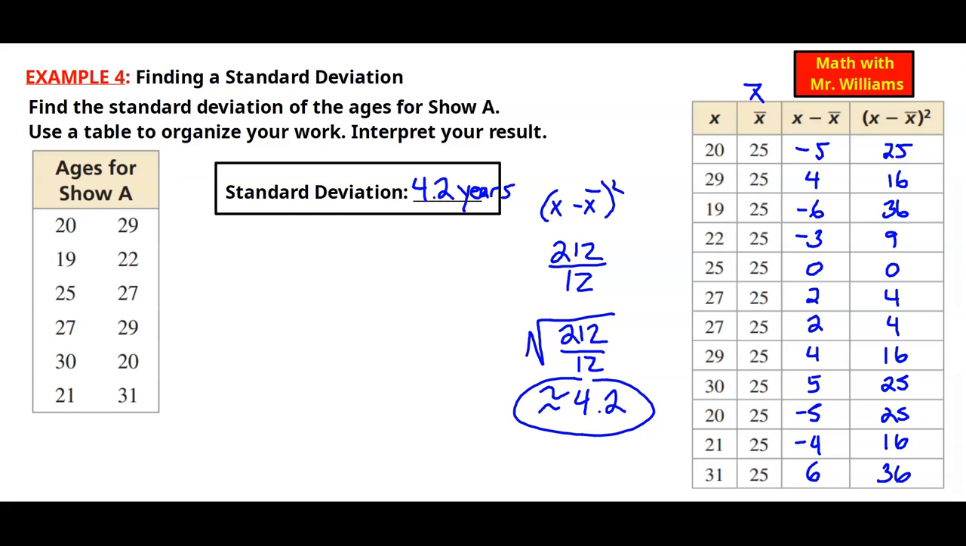To review, first we would find the mean, then we would find the deviation of each value from that by subtraction, then we would square that, try to put it in a table to make it a little easier, then we would find the mean of that number, and then the square root of it to find our standard deviation.